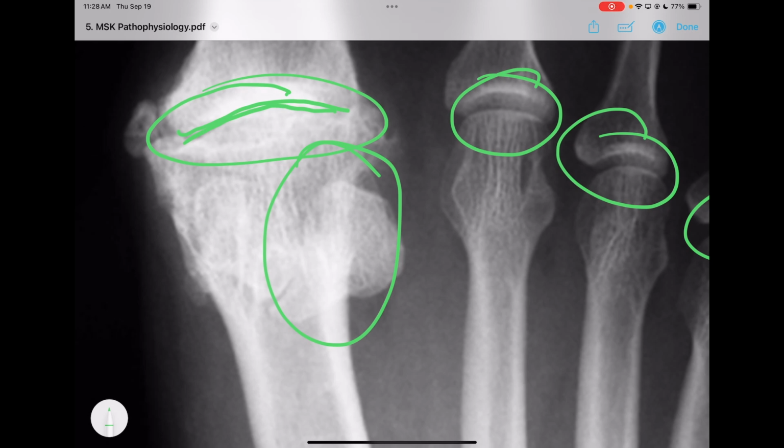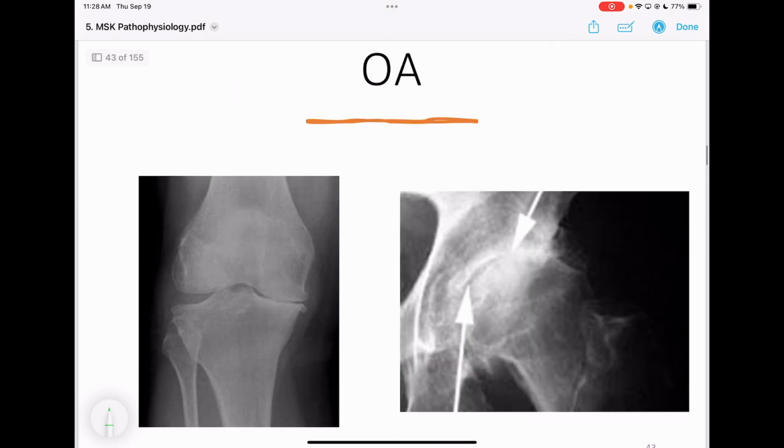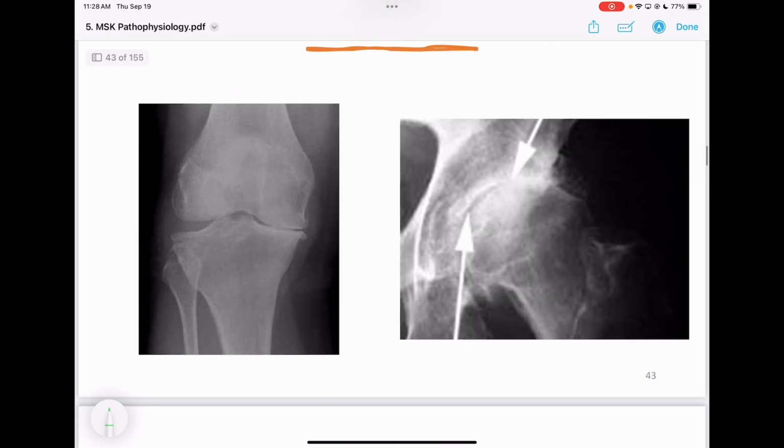Okay. Everyone good? And again, there's no joint space there. That's bone on bone. Very, very painful. That is like a last sliver of whatever joint space is left. But the rest of it is just bone on bone.